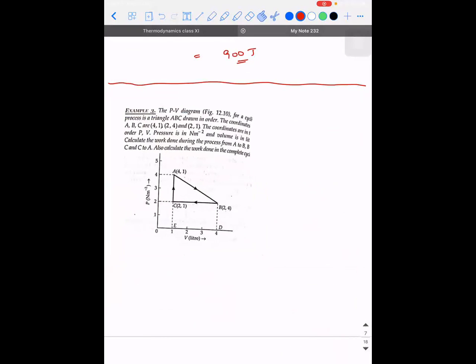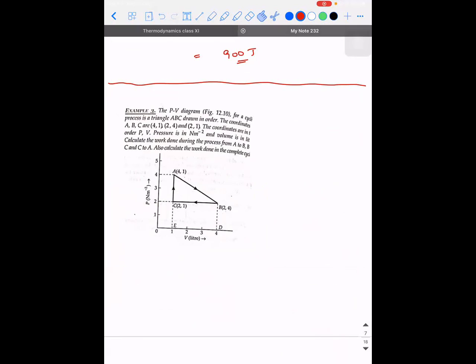The PV diagram for a cyclic process is a triangle ABC drawn in order. The coordinates ABC are 4, 1, 2, 4, 2, 1. The coordinates are in order P, V. Pressure is in Newton per meter square and volume is in liter. Calculate the work done during the process from A to B, B to C, and C to A. Also calculate the total work done in the cyclic process.